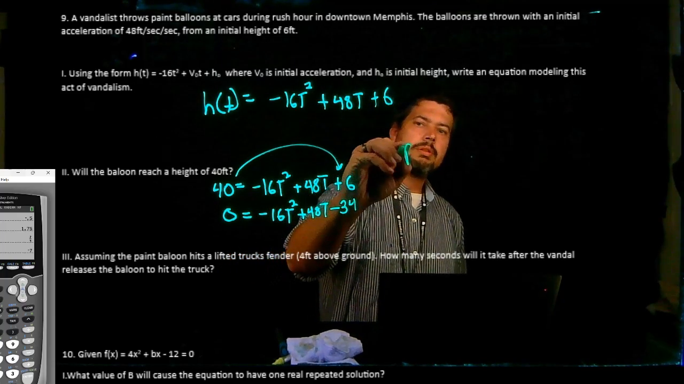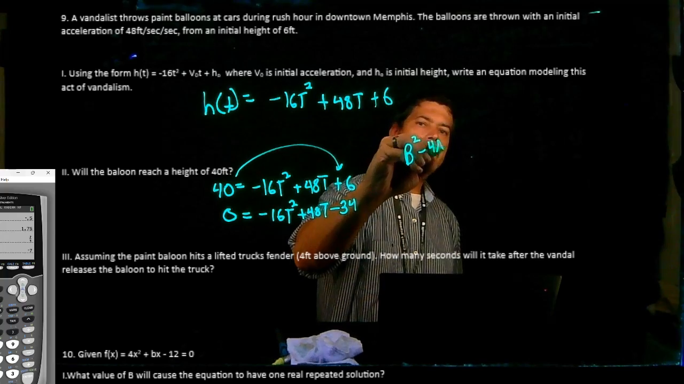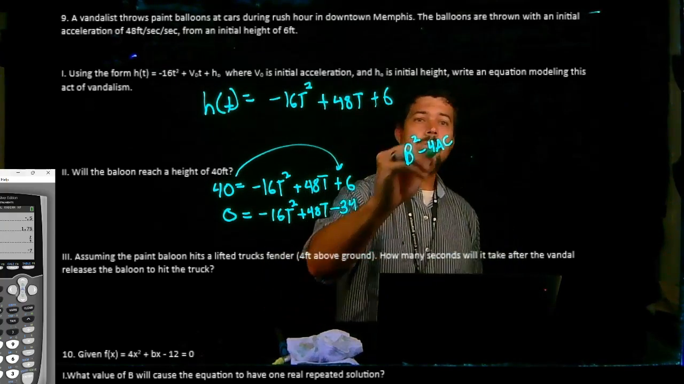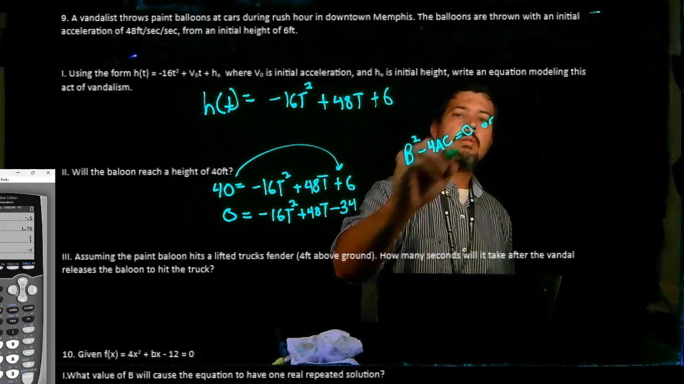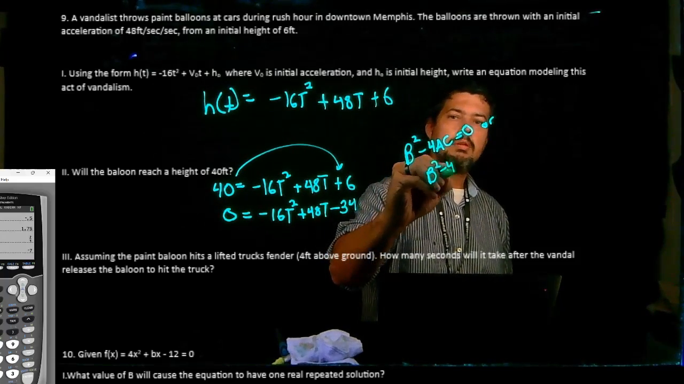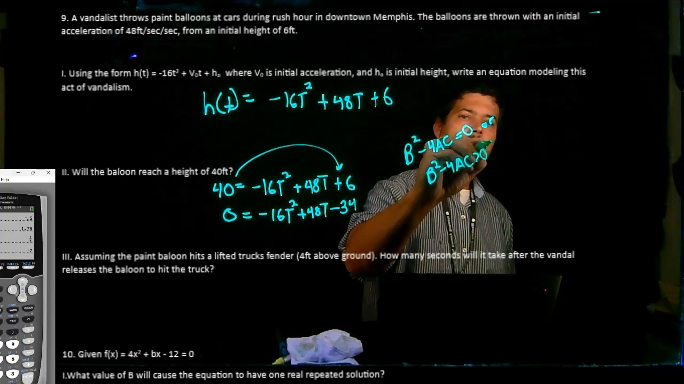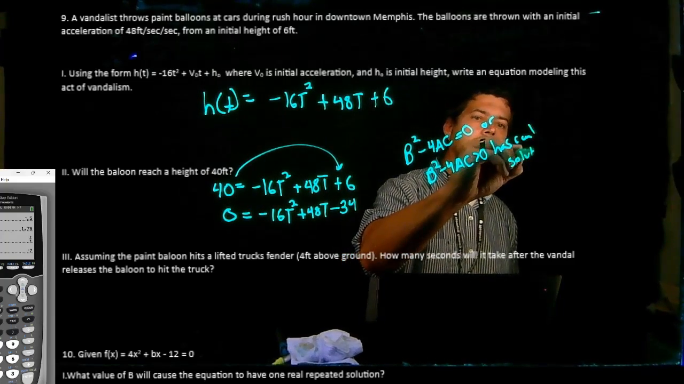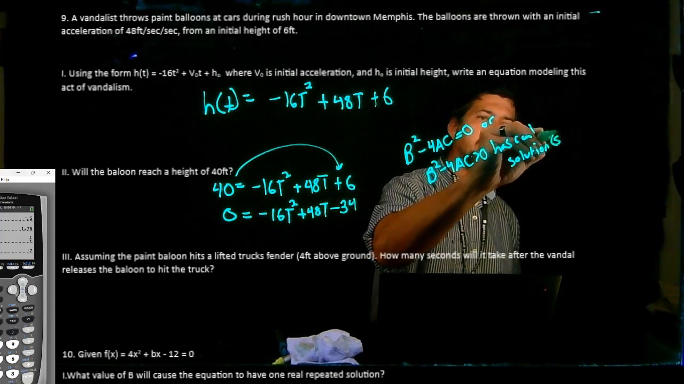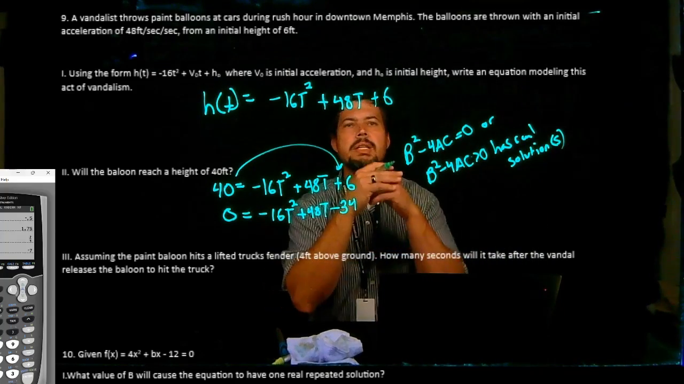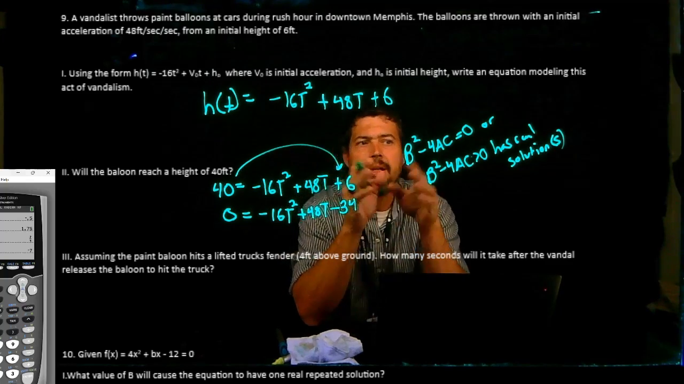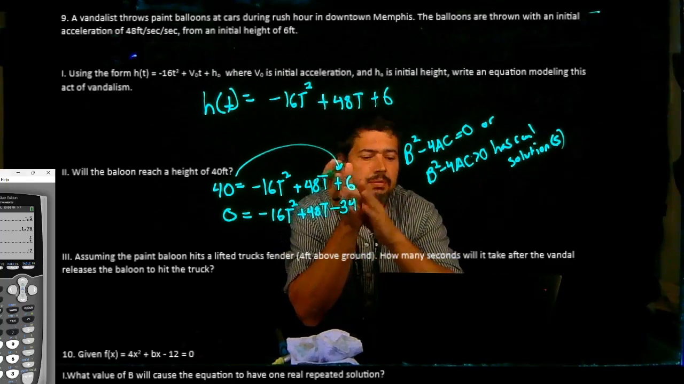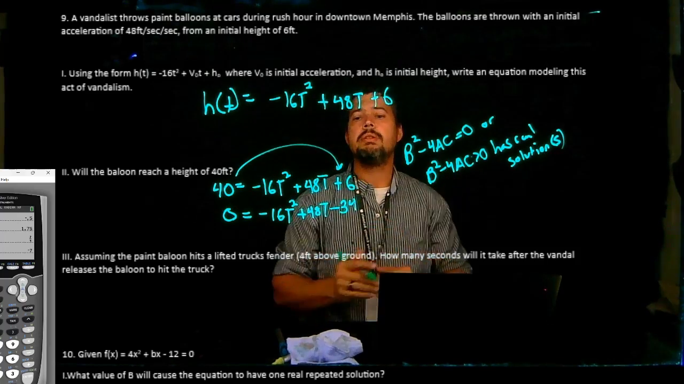Now, the discriminant, b squared minus 4ac, if it's equal to 0 or greater than 0, has real solution(s). Put an S there in parentheses, because if it's equal to 0, you have 1 repeated. If it's bigger than 0, you have 2 real. So this is just a will question.